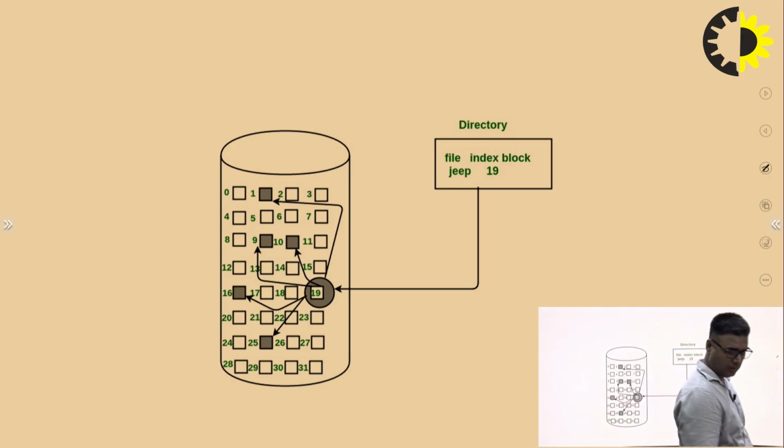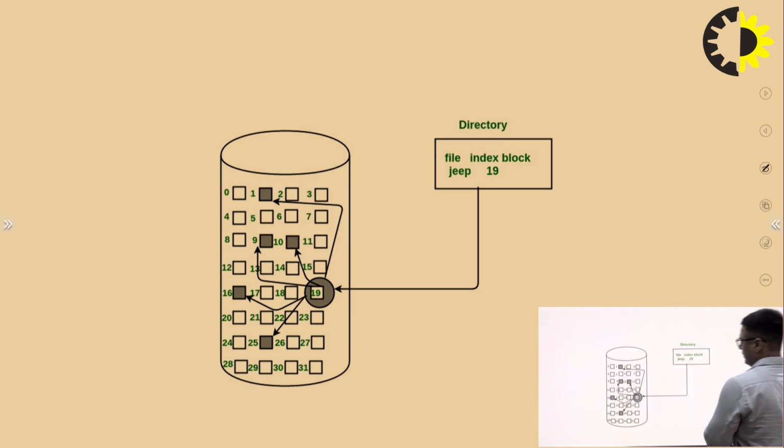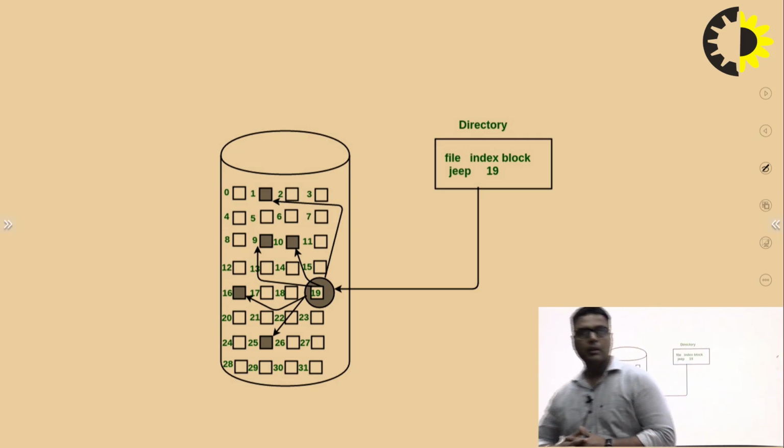So move on to the figure. You just have to understand this figure. Here, 19 is the index block, and data is placed at every place in a disk, at different locations.